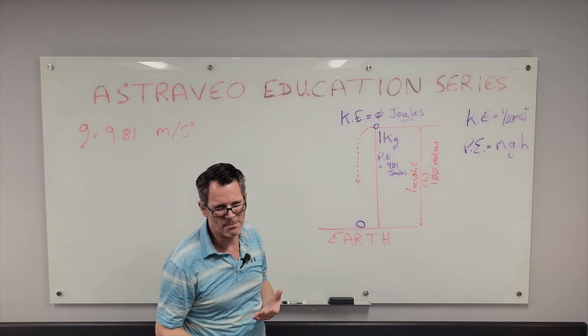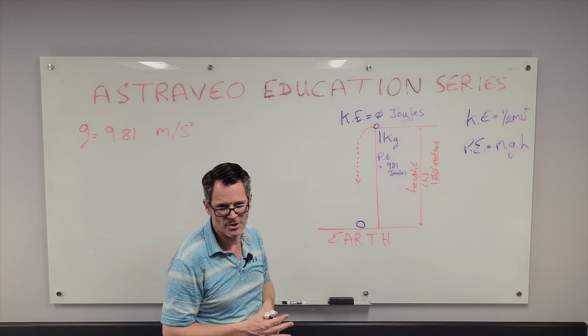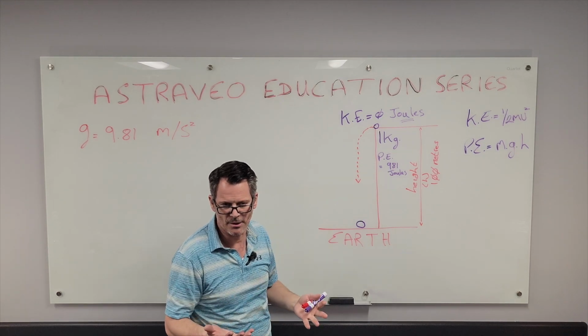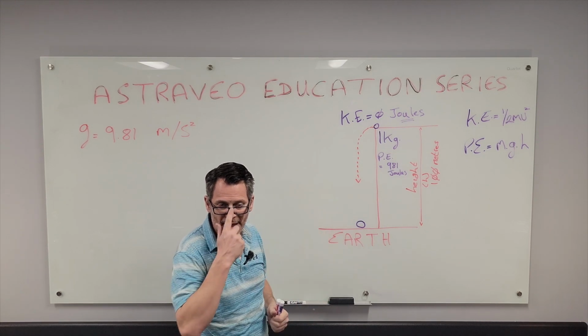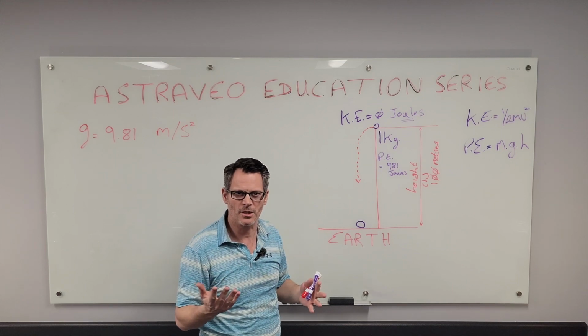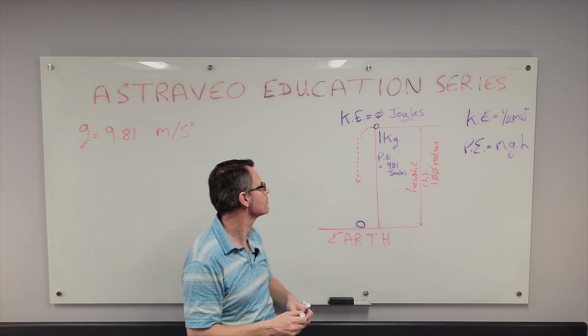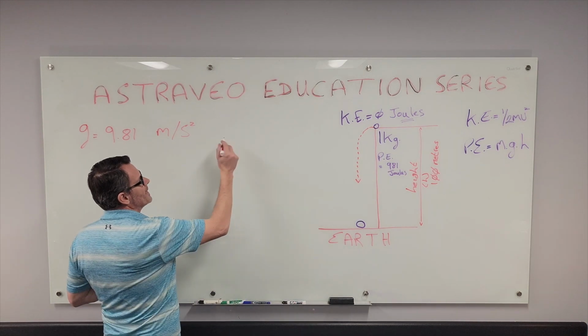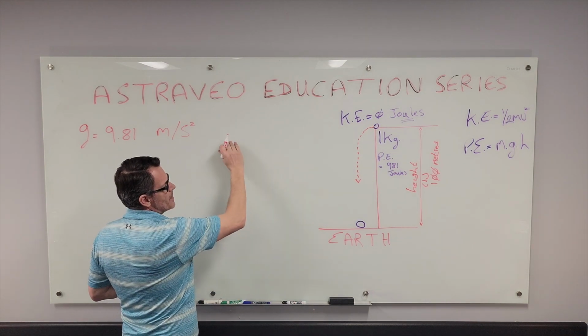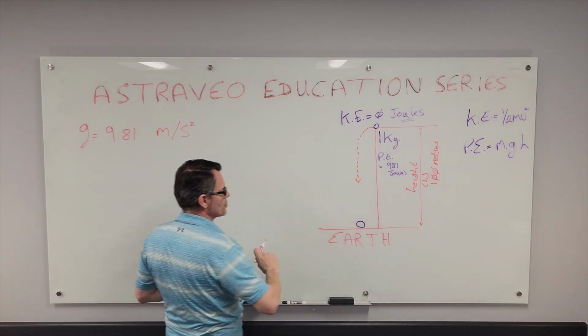Now, we're going to assume it doesn't make a noise when it hits the ground, or it doesn't lose any heat, it doesn't just self-destruct, or explode. That would, of course, be other forms of energy. So again, we just have to play into the fact we're doing a little thought experiment here. So we know at the top the kinetic energy is 0, but the potential energy is 981 joules.